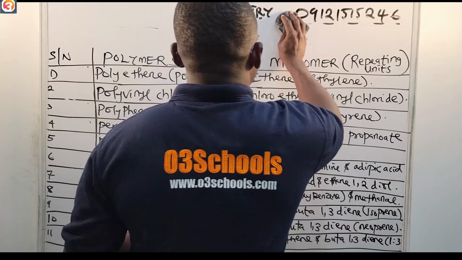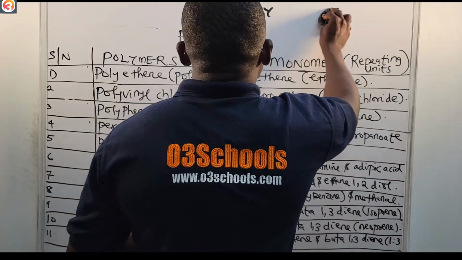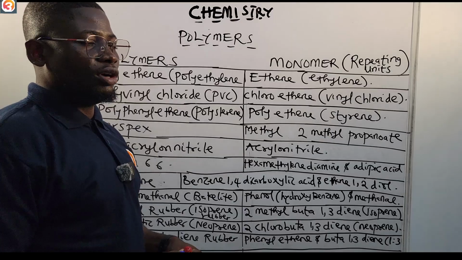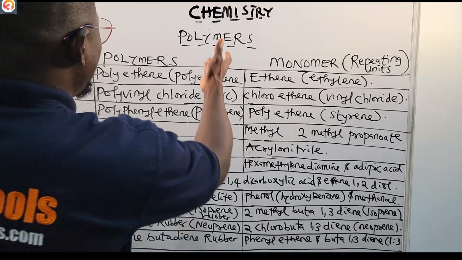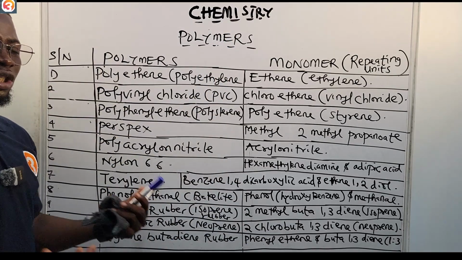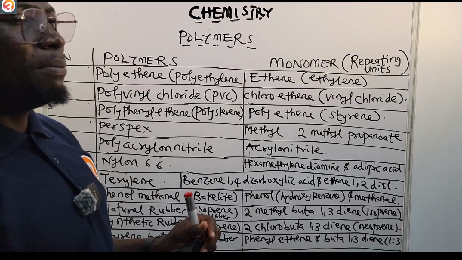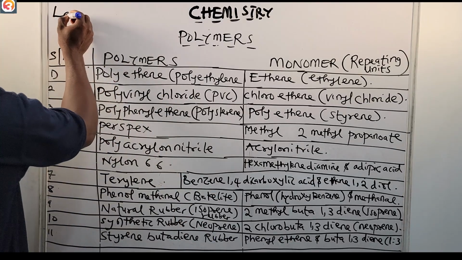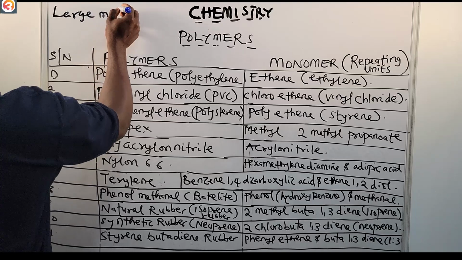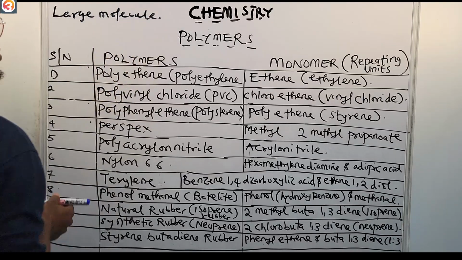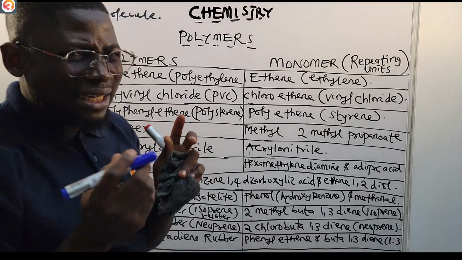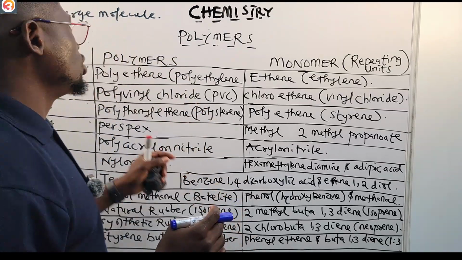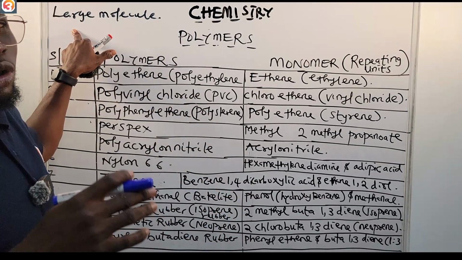So today we're going to conclude our topic on organic chemistry. We're going to be looking at polymers. So what are polymers? This is the first question that will come to mind. A polymer is a large molecule that is composed of many smaller units.